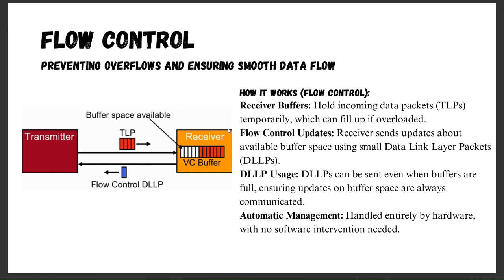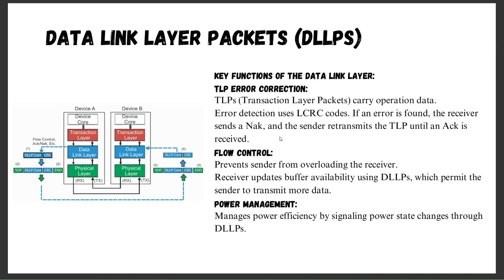So what are the benefits of having these mechanisms? It prevents data from arriving out of order, maintaining system reliability. Next, it ensures flow control. That means smooth data flow without overloading the parts of the system. So let us now move to data link layer packets.